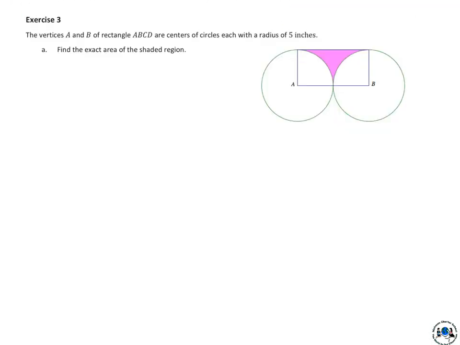And here's exercise 3. Exercise 3 says the vertices A and B of rectangle ABCD are centers of circles, each with a radius of 5 inches. Find the exact area of the shaded region. Find the exact area of the shaded region. I'd like you to mull that over, struggle with it for a little bit before attempting it, and come on back and we'll check in.